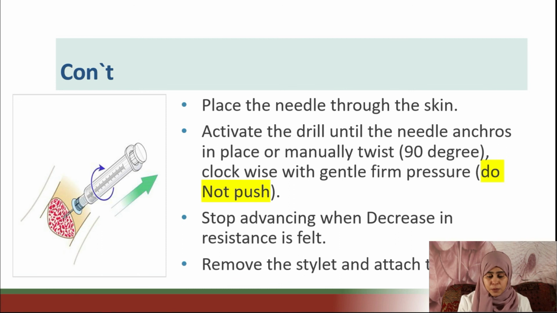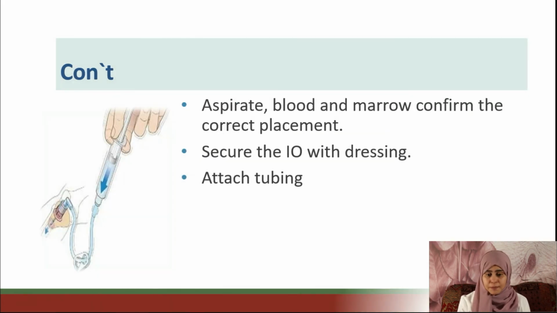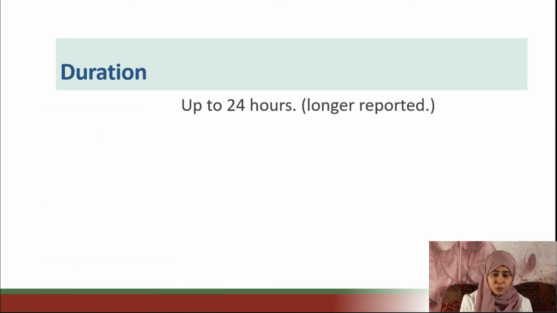Then after we confirm that the needle is in place, we remove the stylet and attach the syringe. After we attach the syringe, we aspirate. The presence of blood or bone marrow confirms that we are in the correct placement. After that, we can secure the IO with the dressing and attach the tubing. The intraosseous access will be valid for up to 24 hours.